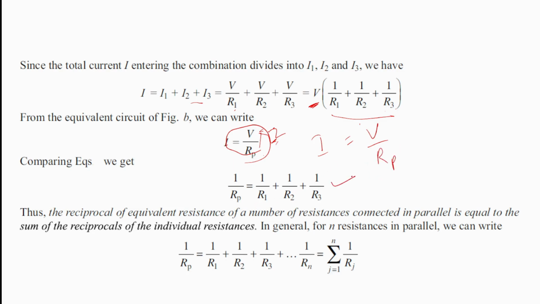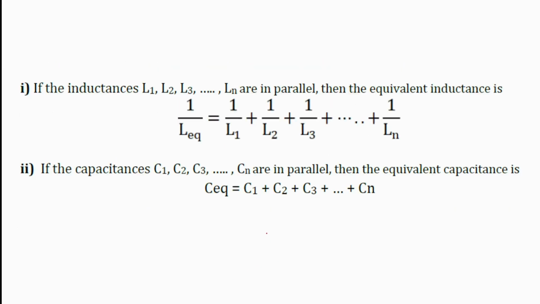In which the parallel resistance Rp is the inverse of 1 by R1 plus 1 by R2 plus 1 by R3. So the reciprocal of the equivalent resistance of a number of resistors connected in parallel equals the sum of the reciprocals of the individual resistances. Then you can write the relation like this.